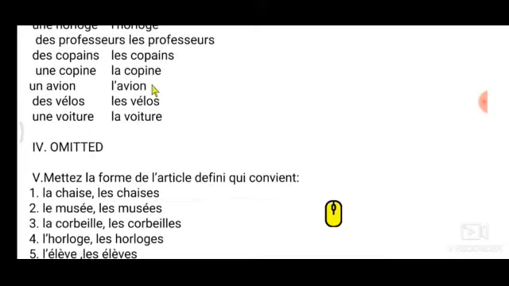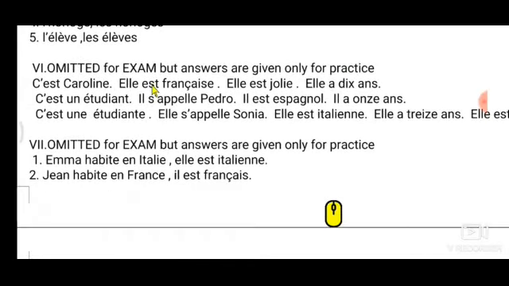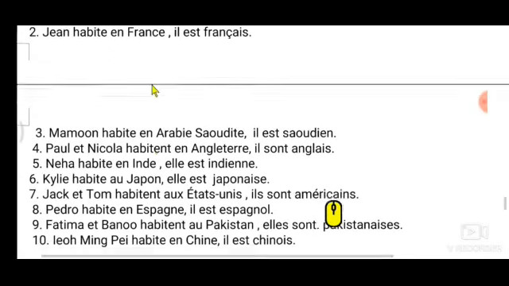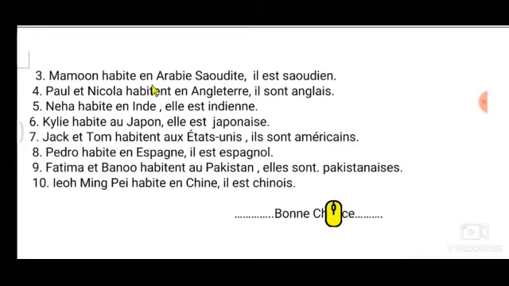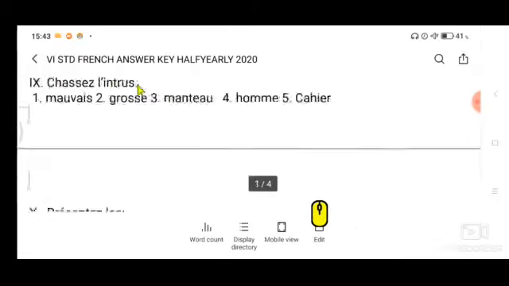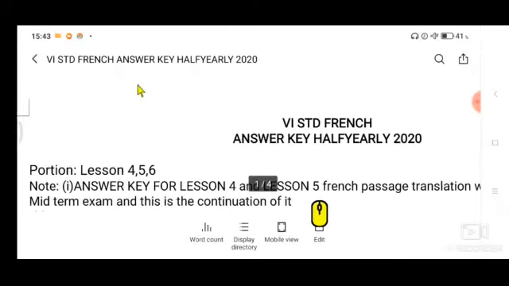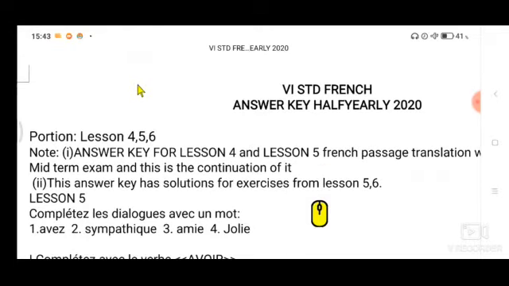Even if you have this answer key, it will be very useful for your half-yearly exam. It's a very small answer key. If you want to prepare for half-yearly, two answer keys you need: the half-yearly answer key and the second midterm answer key. Both answer keys will help you to learn for the half-yearly exam.